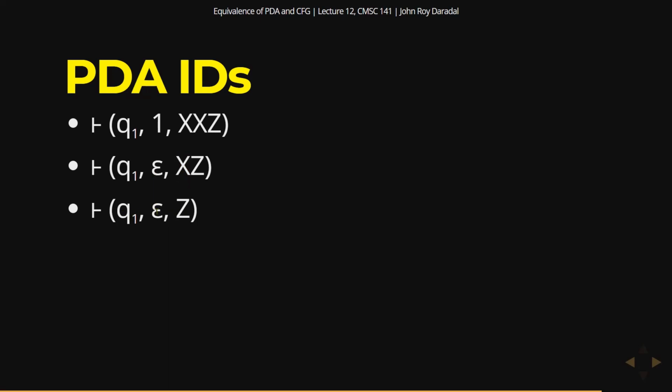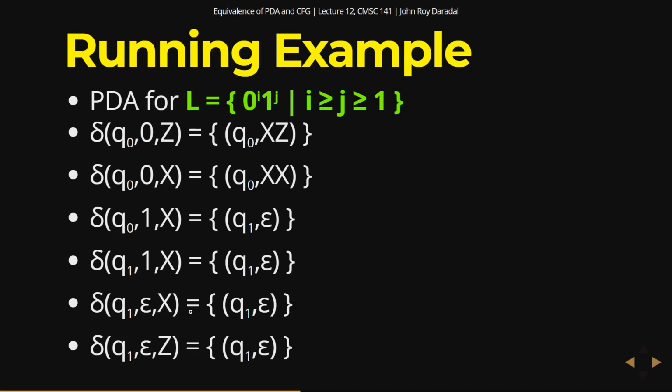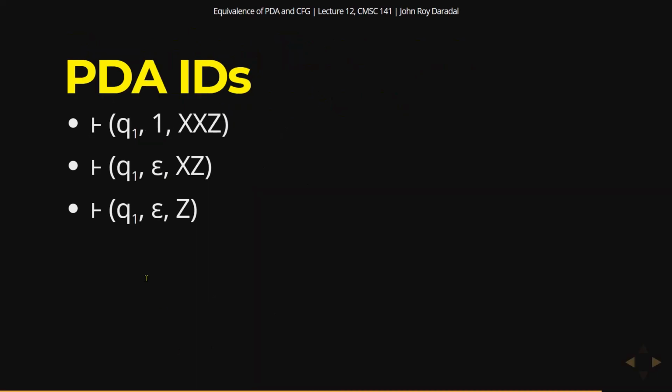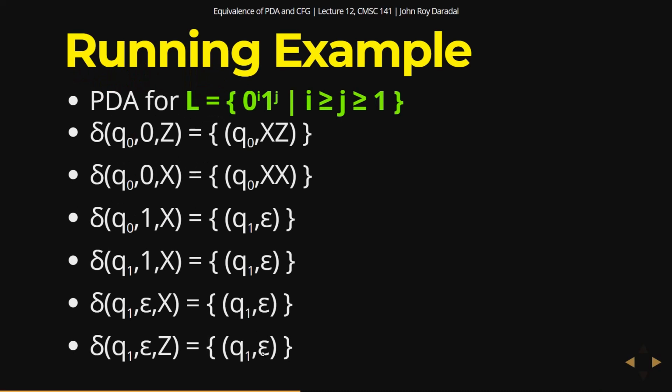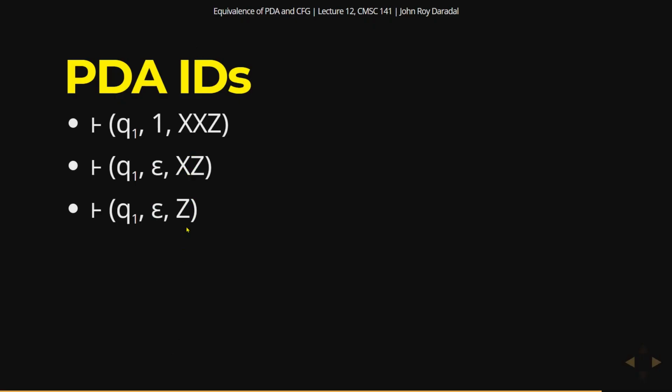And once you're in this state, so you're in Q1 epsilon Z, you are now allowed to pop off Z as the bottom stack marker. So that means that it will now become literally empty. Okay, so it will now become Q1 epsilon epsilon.